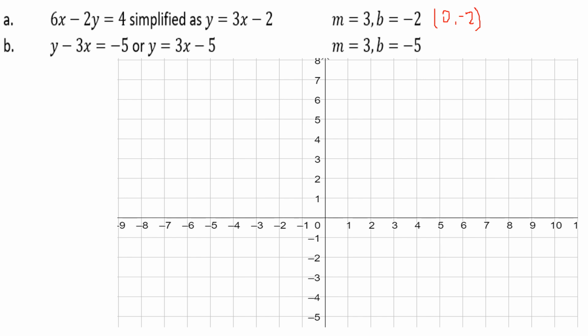So take note, the slope m equals 3, which can be written as 3 over 1. Since 3 divided by 1 is still 3, our rise is 3 and our run is 1. Let's start with 0, negative 2, that is here. Then let's count three units upward. Since the slope is positive, the direction should be upward. If negative, the direction is downward. If positive, going up.